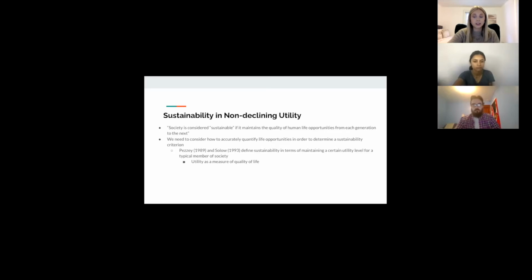From here, he states the importance and difficulty in accurately quantifying life opportunities in the present and the future. He first points to Pezzey and Solow's research, stating that sustainability can be defined in terms of maintaining a certain utility level for a typical member of society. They argued that people's utility levels give a measure of the quality of life opportunities that were afforded to them due to the fact that people are rational decision makers in a liberal society.